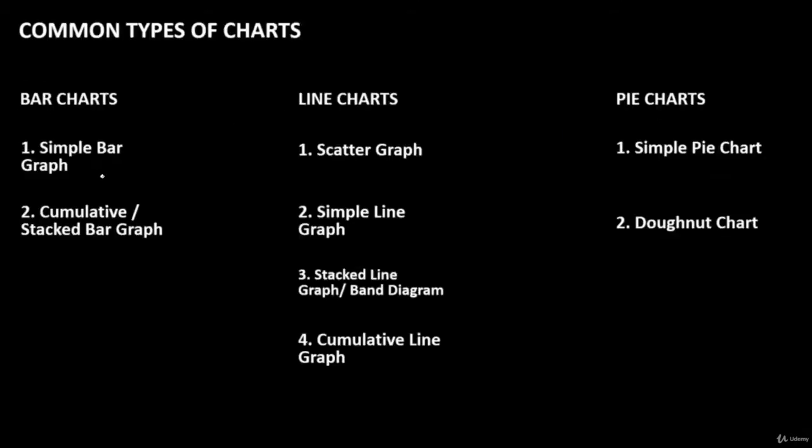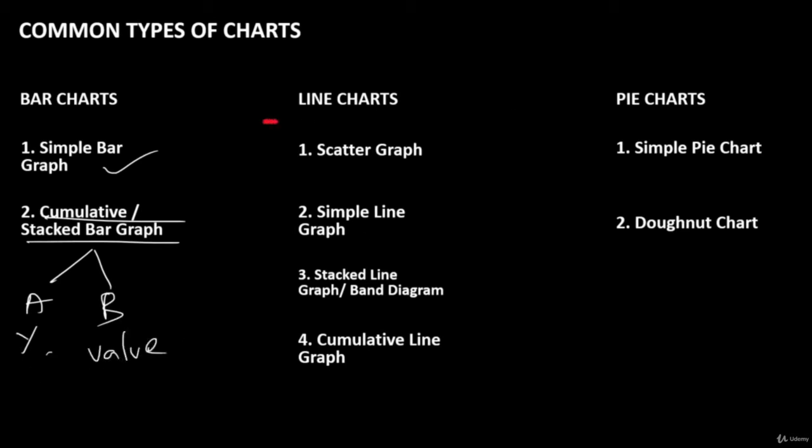All right, so we have seen the simple bar chart and we have seen the cumulative or stacked bar graph, right? And we have seen two types over here, which is percentage based and value based. All right, now let's move on to line charts. We start with the first type, which is a scatter plot or a scatter graph.